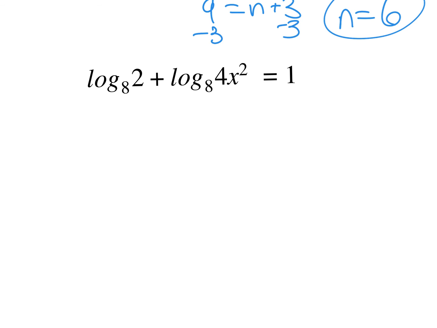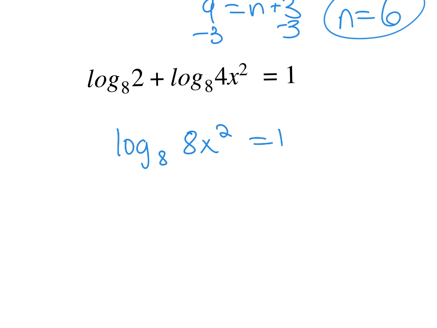Okay, so on the left side, how do we condense that? Log 8, that's the first step. And then how do we get rid of a plus sign? Multiplication. Thank you. So we multiply what? 2 times 4x squared is 8x squared.